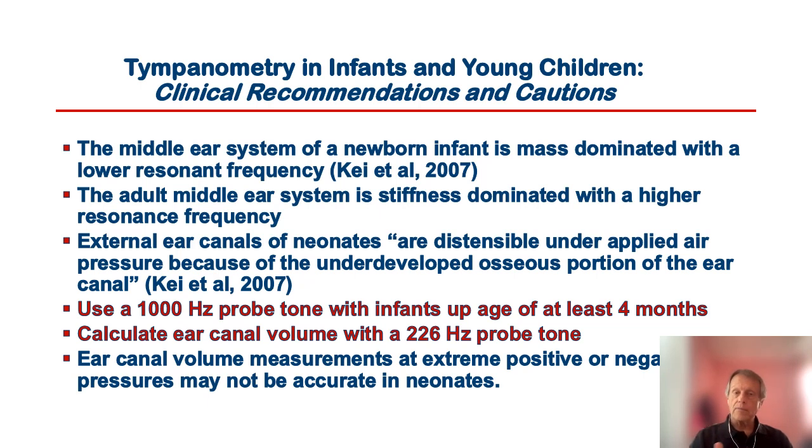There's no doubt that if you use only a low-frequency probe tone of 226 Hz, it is possible to record what looks like a normal tympanogram in a child with abnormal middle ear function. It's a false negative finding. So it's very important to use both low-frequency and high-frequency probe tone.